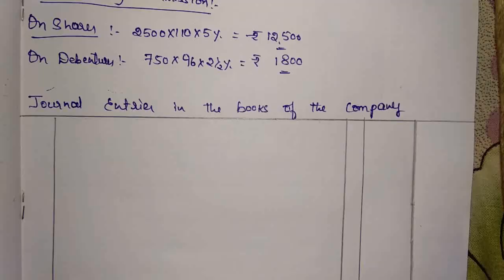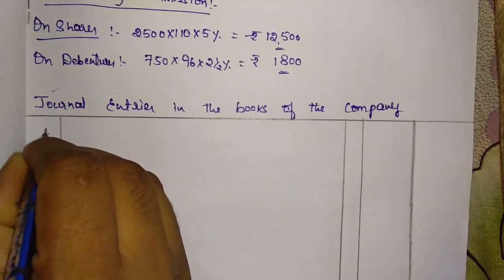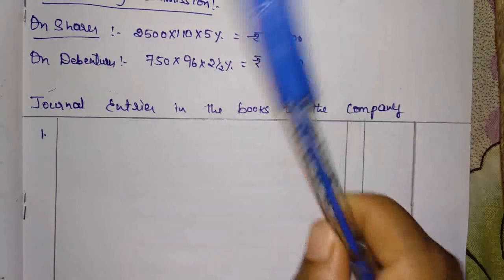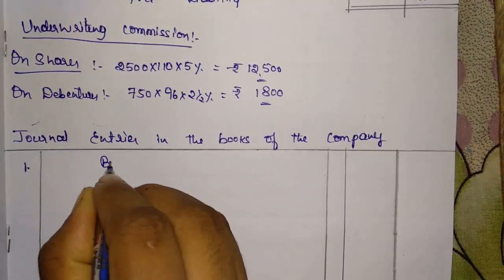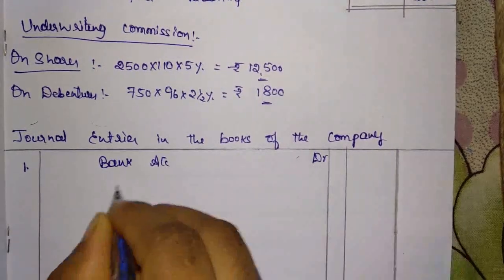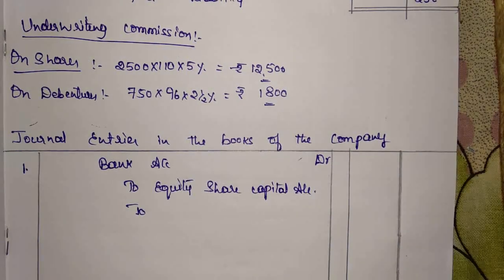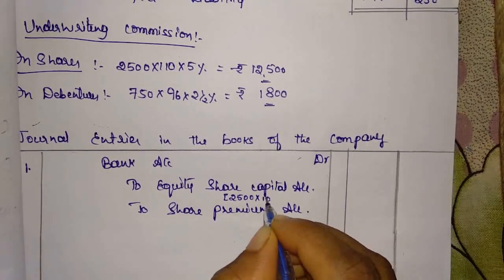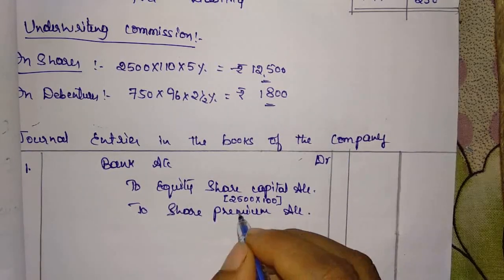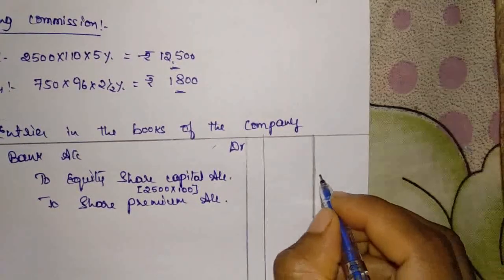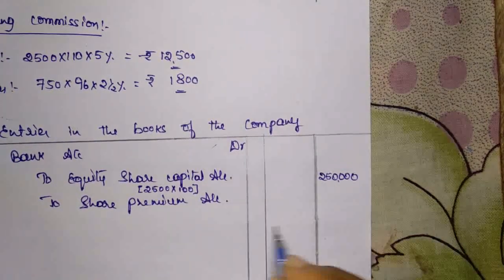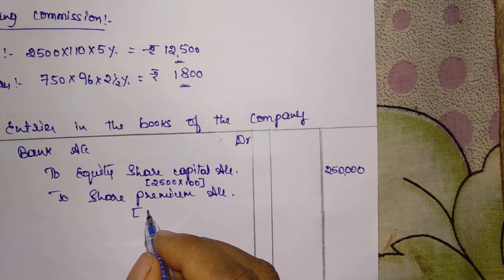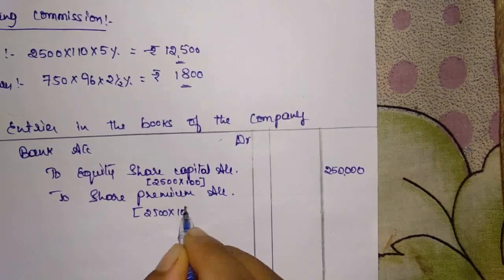Now we'll pass journal entries in the books of the company. The first entry is relating to getting public subscription. What is the entry? Here there are two types of securities, equity shares and debentures. So the entry is Bank Account Debit, to Equity Share Capital Account. Equity shares are issued at a premium, to Share Premium Account. Total shares 2,500, and for the whole of the shares the company receives applications from the public, and the face value of the shares is 100. So Equity Share Capital Account 2,50,000, and Share Premium Account is 2,500 shares and the share premium amount is 10, so 25,000.